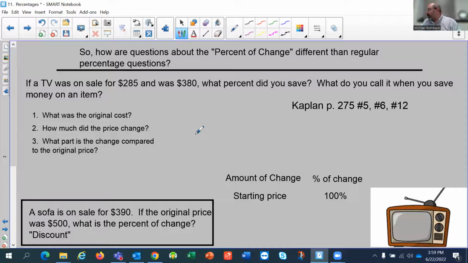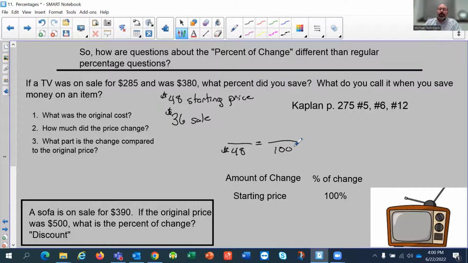Number 12, last one. David bought a computer game on sale for $36. So 36 is the sale price. Okay. The game was originally $48. So $48 was the original or the starting price. And then the question is, what was the percent of decrease in the game's price? So it went from 48 down to 36. So 48 is the original. That is equal to your 100% starting. You're looking for the percentage again.